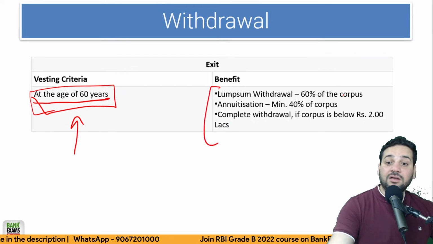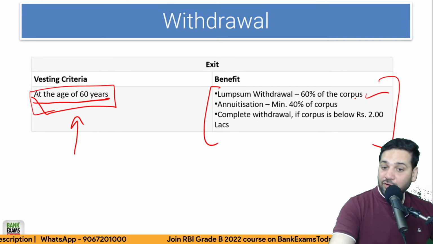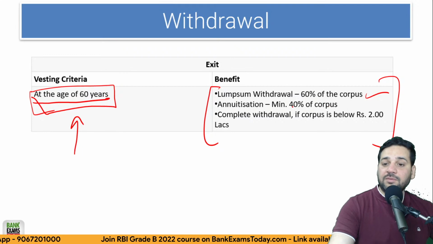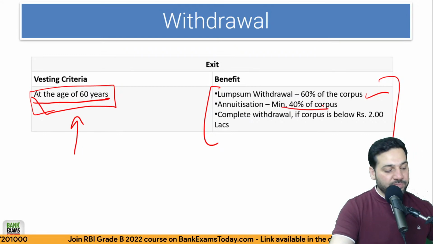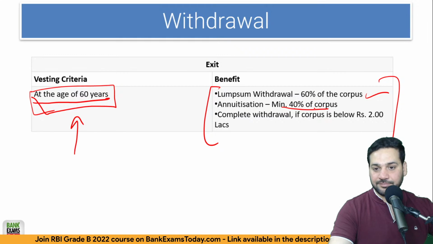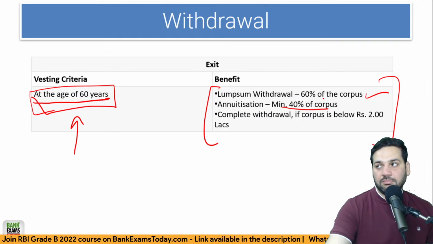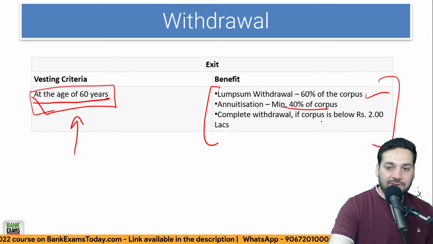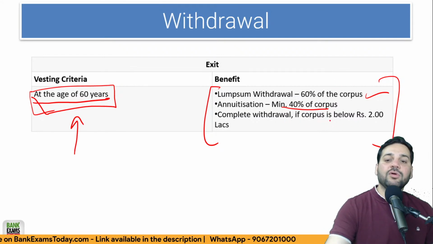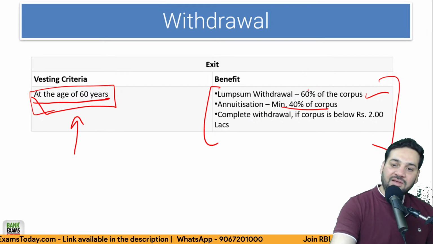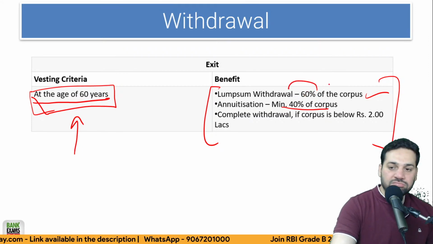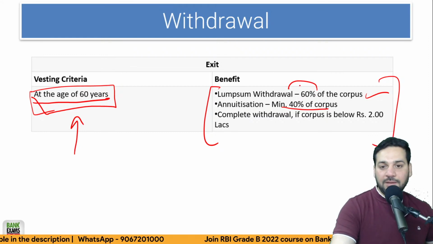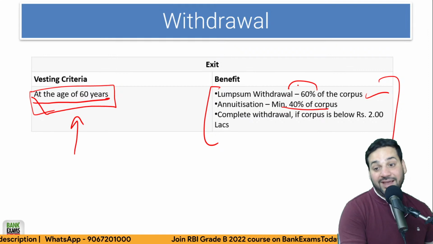Even at that point, lump sum withdrawal is 60% of the corpus, and then annuitization: minimum 40% of the corpus you should be getting as an annuity, or monthly payments. Complete withdrawal if the corpus is below 2 lakh rupees. Okay, that's how you can withdraw your money. Maximum 60% lump sum, or you can say, I don't need lump sum, I need annuity. At the age of 60, give me my pension. So you can do that way as well.